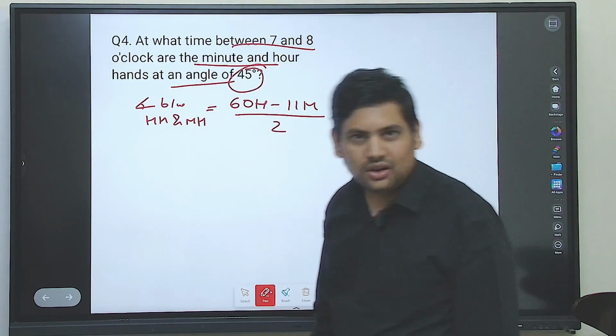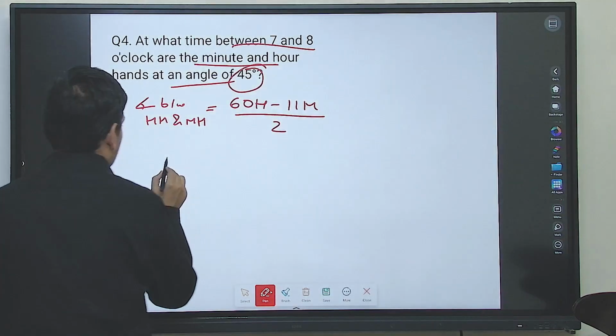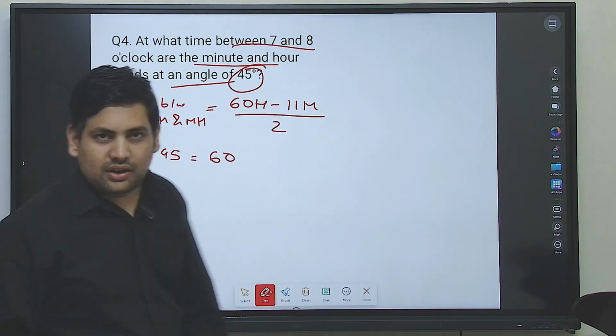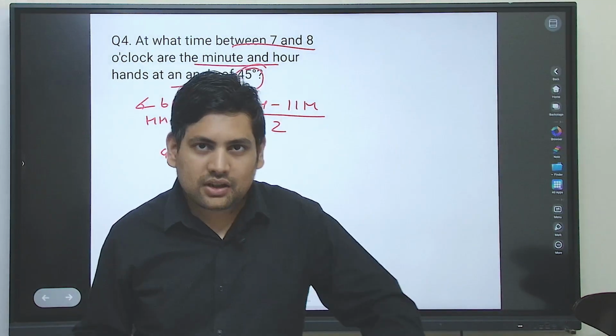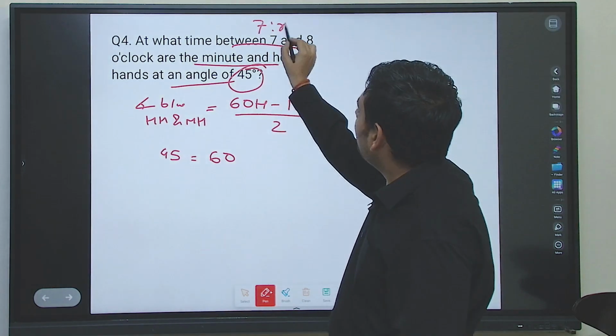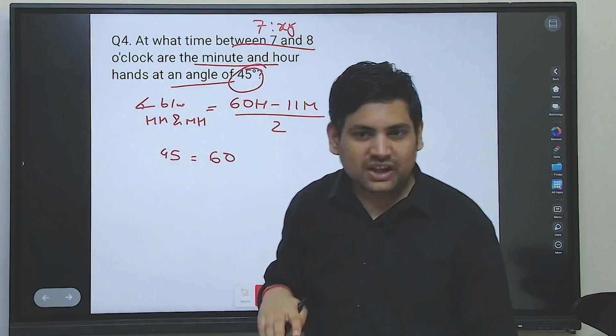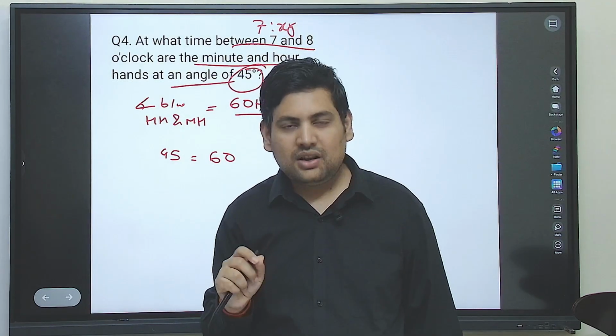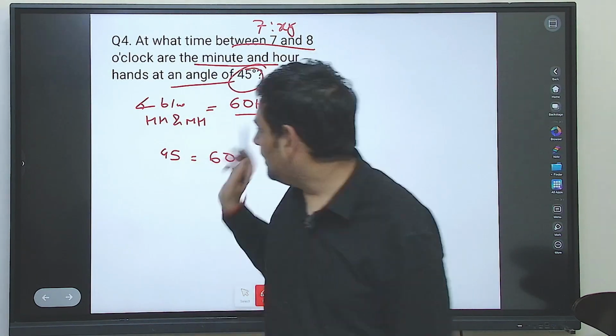So what do I take? I take the angle as 45. So this becomes 60. Now, the time is between 7 and 8. So what will the time look like? It should look something like 7xy, 7 and some minutes, some minutes past 7. So 7xy. So what will I write?